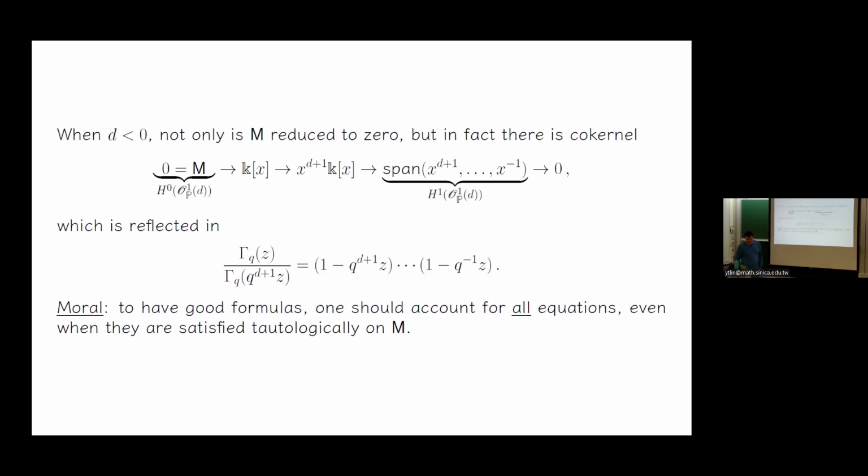And what will happen if d is negative? If I have a function and I take coefficients of this expansion at infinity, starting with some negative terms, I'm looking for polynomials of negative degree. Well, there are not many polynomials of negative degree except 0, which is kind of degree minus infinity if you want. And so if d is negative, our actual moduli space reduces to 0.